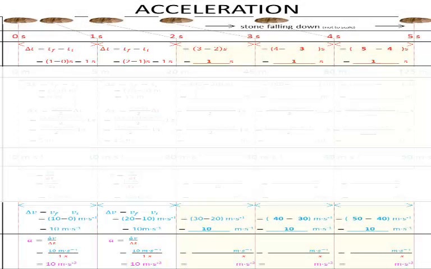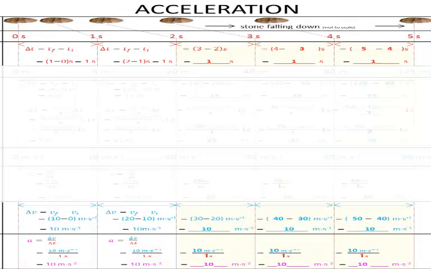During the second interval, the change is again 10 meters per second. And again, that change happens in 1 second. So again, the acceleration is 10 meters per second squared. Pause the movie while you answer the other questions. Can you see that the acceleration is always 10 meters per second squared in this particular case?